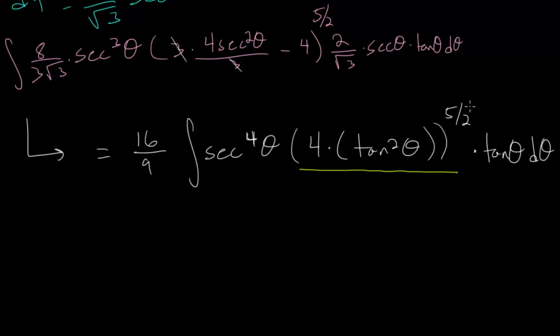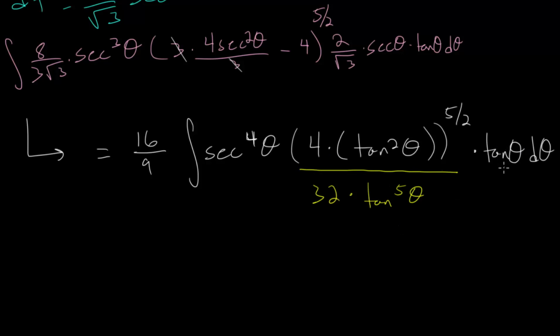So that's 2 raised to the 5th power, which is 32. And since the tangent of theta is raised to the 2nd power, and we're raising that to the 5/2 power, we multiply the exponents. 2 times 5 is 10, divided by 2. 10 over 2 is 5. So the 2's cancel each other out, and we get tangent of theta to the 5th power. So that simplifies this in parentheses, and then we'll multiply that by tangent of theta.